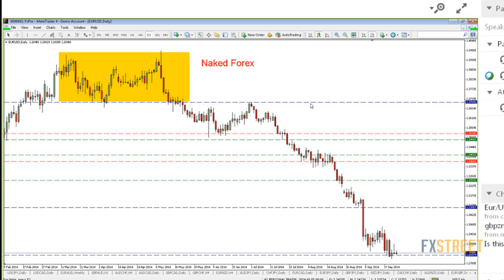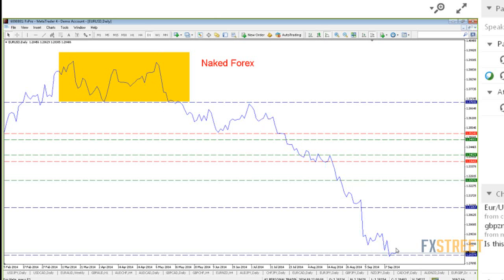Okay, and the easiest thing to do is ask a little kid about 6, 7 years old, is this line going mostly up, mostly down, or mostly up and down? And I think most kids would probably tell us that this line's going mostly down at the moment. So we know we're in a downtrend.